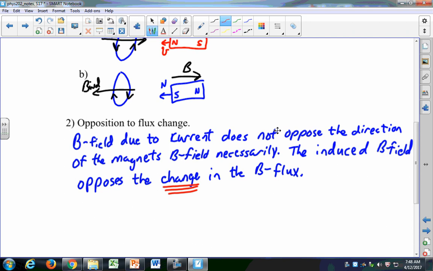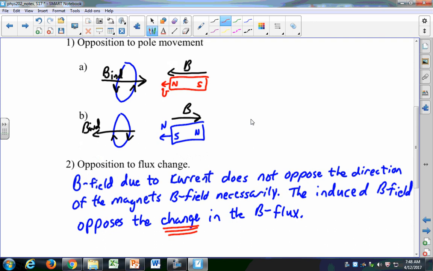And then likewise on the previous one, the magnetic field of the magnet is to the left. The magnetic field of the coil that's induced is opposing it, but only because the magnetic field is increasing. This magnet is approaching the coil, so I have an increasing magnetic field, and so I'm going to generate a magnetic field that's opposite the direction of the permanent magnetic field.